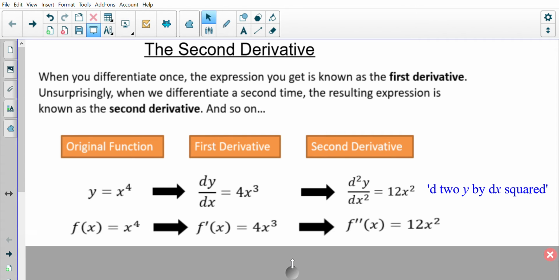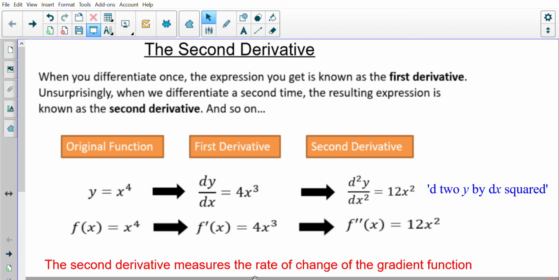If we were using function notation, we know that the first derivative is denoted with f dash x, so for the second derivative we use the notation f dash dash x. So what we're essentially doing when we find the second derivative is finding the gradient of the gradient function. So we say that the second derivative measures the rate of change of the gradient function.